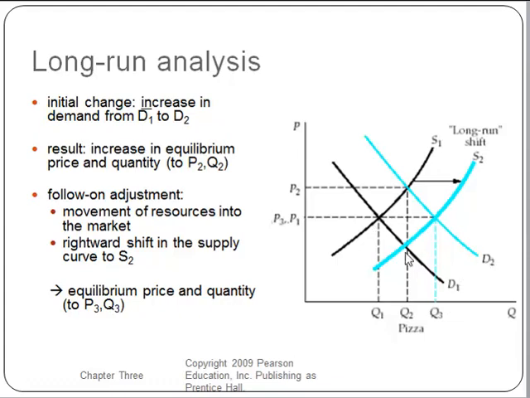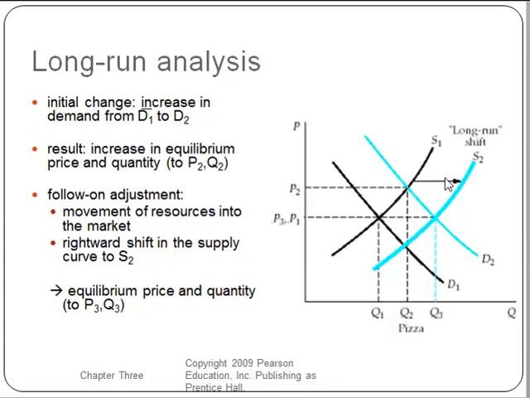We have the original equilibrium price, price 1, and quantity 1, and now, sorry, there is price 2 and quantity 2. Because the demand increase caused both price and quantity demanded to increase, that will give the supply, the firms, incentive for making more money. They will increase the supply, so they move resources into the market.